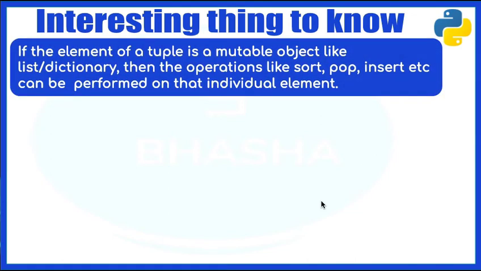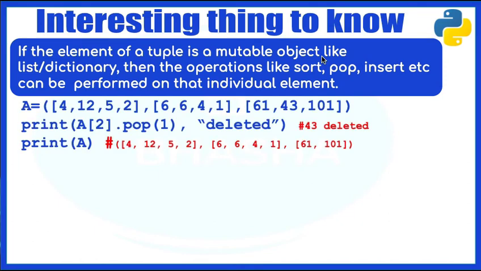So suppose you have an element in a tuple which is a list. That means you have a tuple of lists, or a tuple of dictionaries. When you have a tuple of lists, each element is either a list or any other mutable object. Please remember that in that kind of situation, whatever functions are allowed with a list or a mutable object will also be applicable inside the tuple. I'll just show you an example.